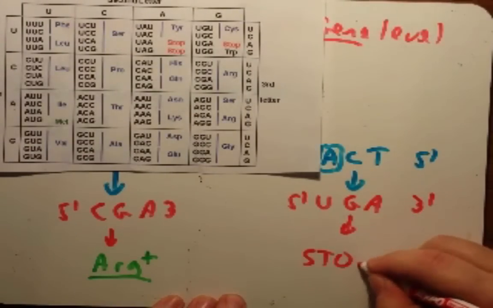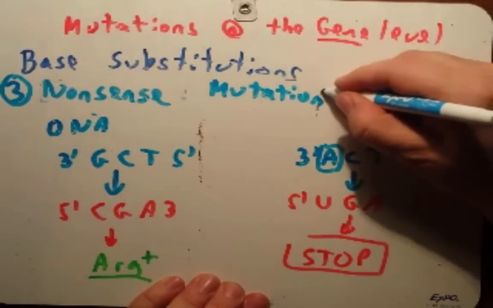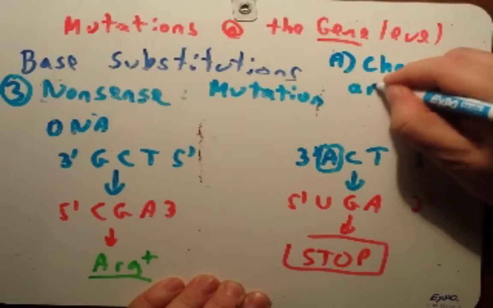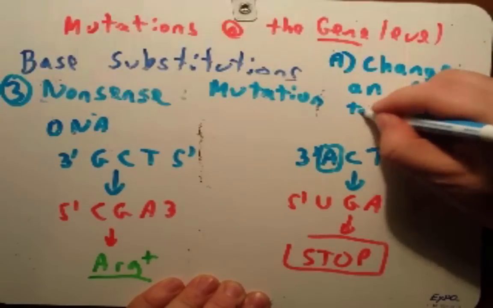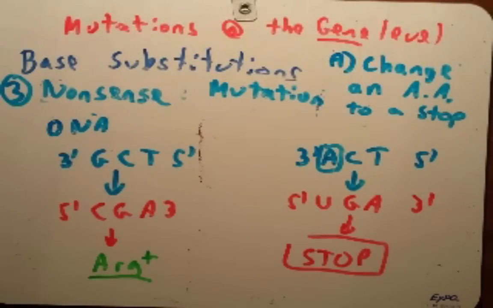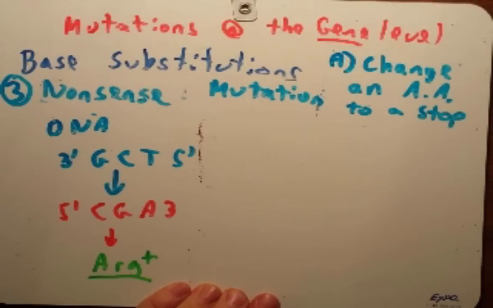It's a stop codon. And that's what nonsense mutations are. Nonsense mutations change an amino acid, I'm going to abbreviate that as AA, an amino acid to a stop. Now the question is, does that change the function of the protein? It usually does. Let's go ahead and erase this. I'm going to draw something. So it depends on where it occurs.